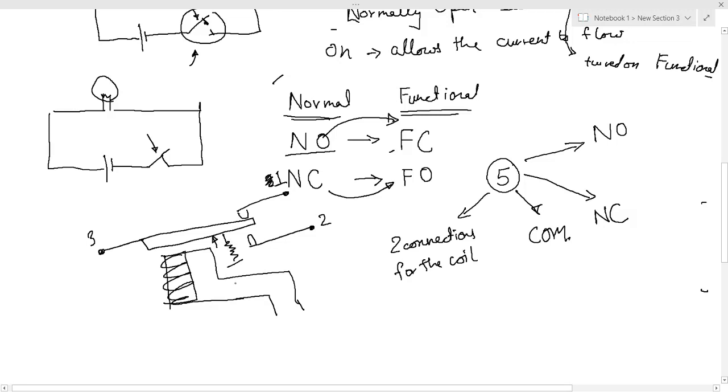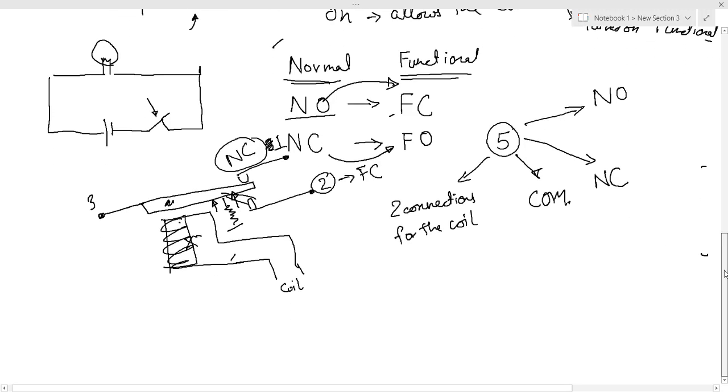Okay, so when current is flowing through the coil, what happens? The coil becomes an electromagnet. It attracts this metal plate, and because of the attraction of the metal plate, it bends, and connection number 2 goes from NO to connected. And when there is no current, what happens? This spring pushes this metal plate upwards and we are in NC. Okay, so this is how a relay works.